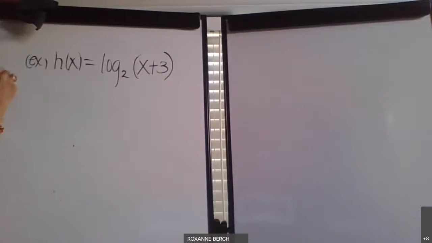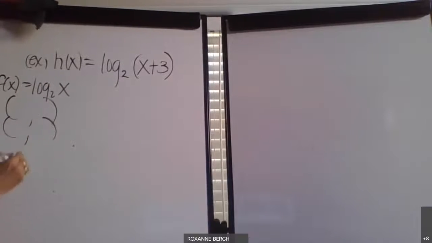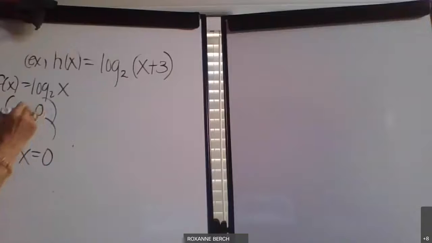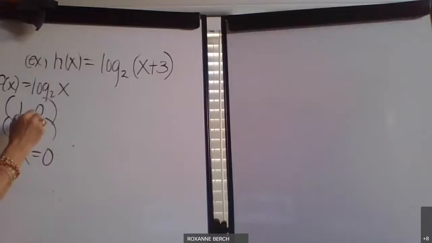Okay, now this guy's parent is log base 2 of x. And there is a vertical asymptote at x equals 0. So what points do you guys want to pick? Give me an x. 1. What's log base 2 of 1? 0. Okay, give me another x. 2. Log base 2 of 2 is 1.